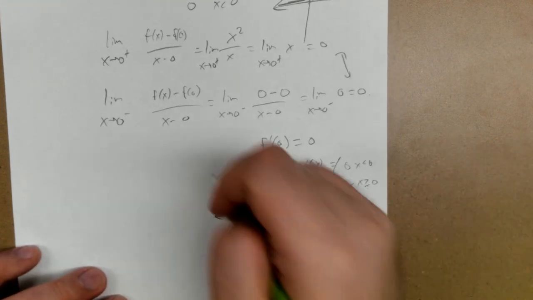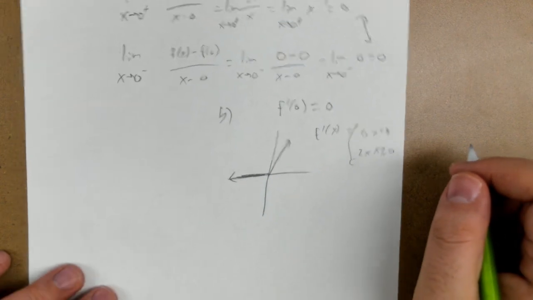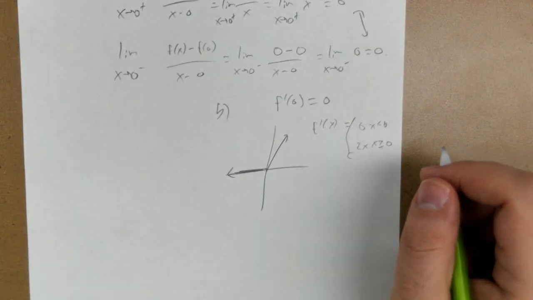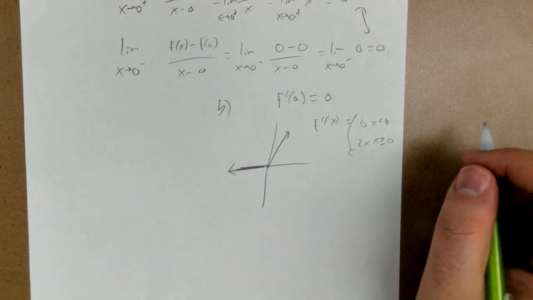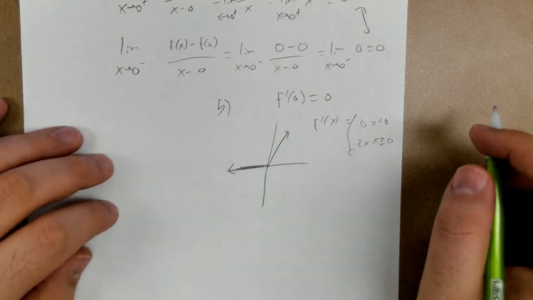Okay, so that was B. And then C says, is f prime continuous? Yes, because the limits match up here. Is f prime differentiable? And I think the answer is no.